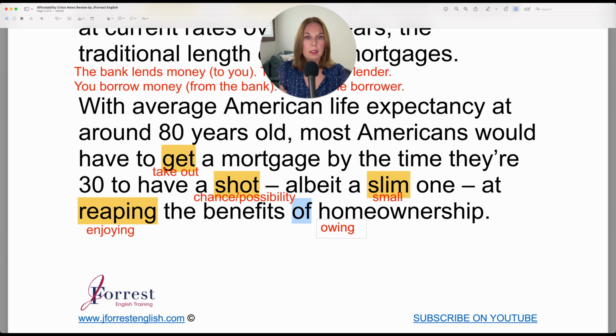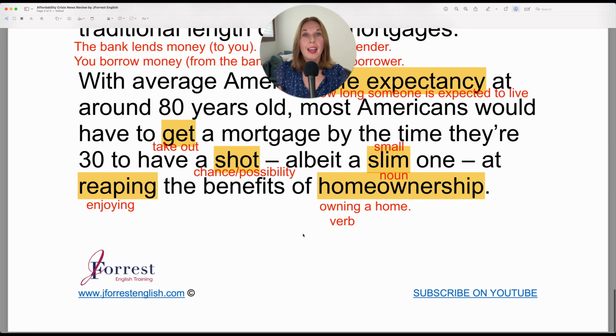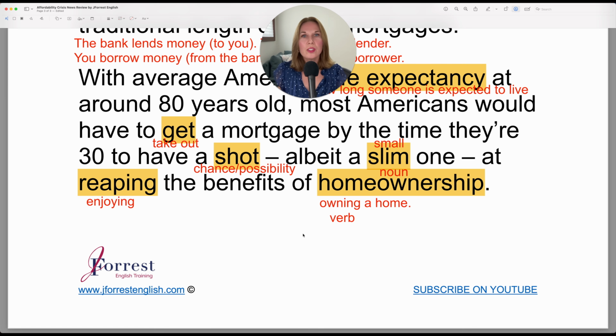Owning a home. Oh, I forgot the N. Owning a home. So you see it right here. Own, home. But home ownership, this is the noun form. Owning a home is the verb form, and you need a gerund verb because of the preposition of. And that's the end of the article. So I'll read the article from start to finish and you can focus on my pronunciation.